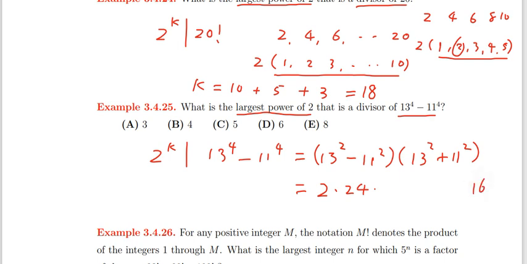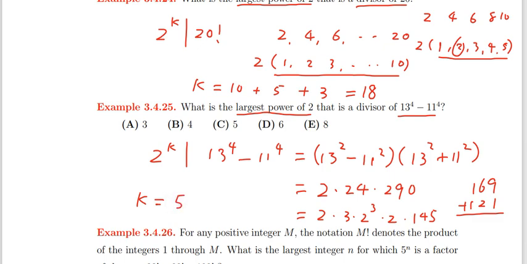So let's check the exact value. 13 squared is 169, 11 squared is 121. So add them up, it is 290. Okay, so we can change the 2s. So 24 can be 3 times 8, 2 cubed times 3, and 290 can be changed to 2 times 145. Okay, so we can see this k equals 1 plus 3 plus 1, so 5.